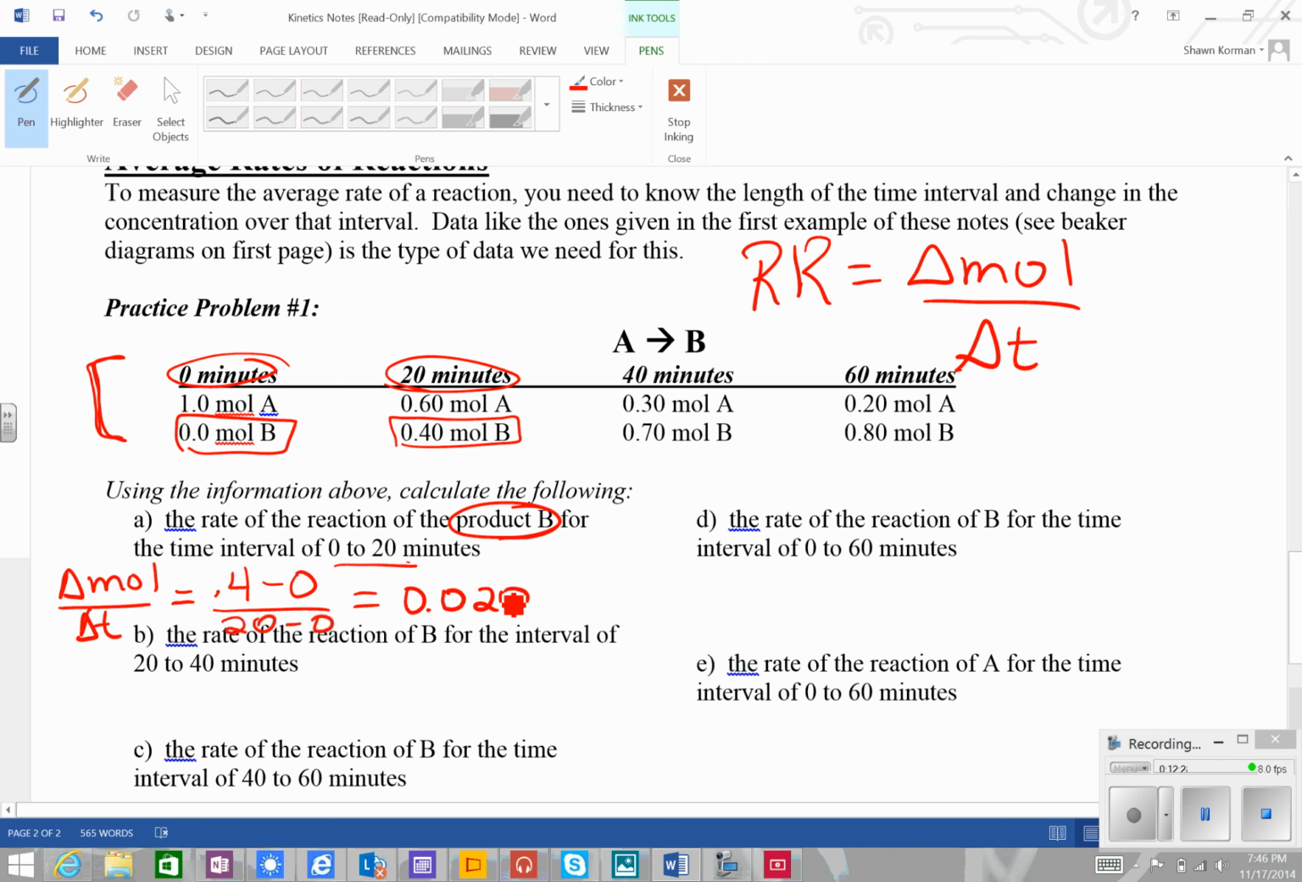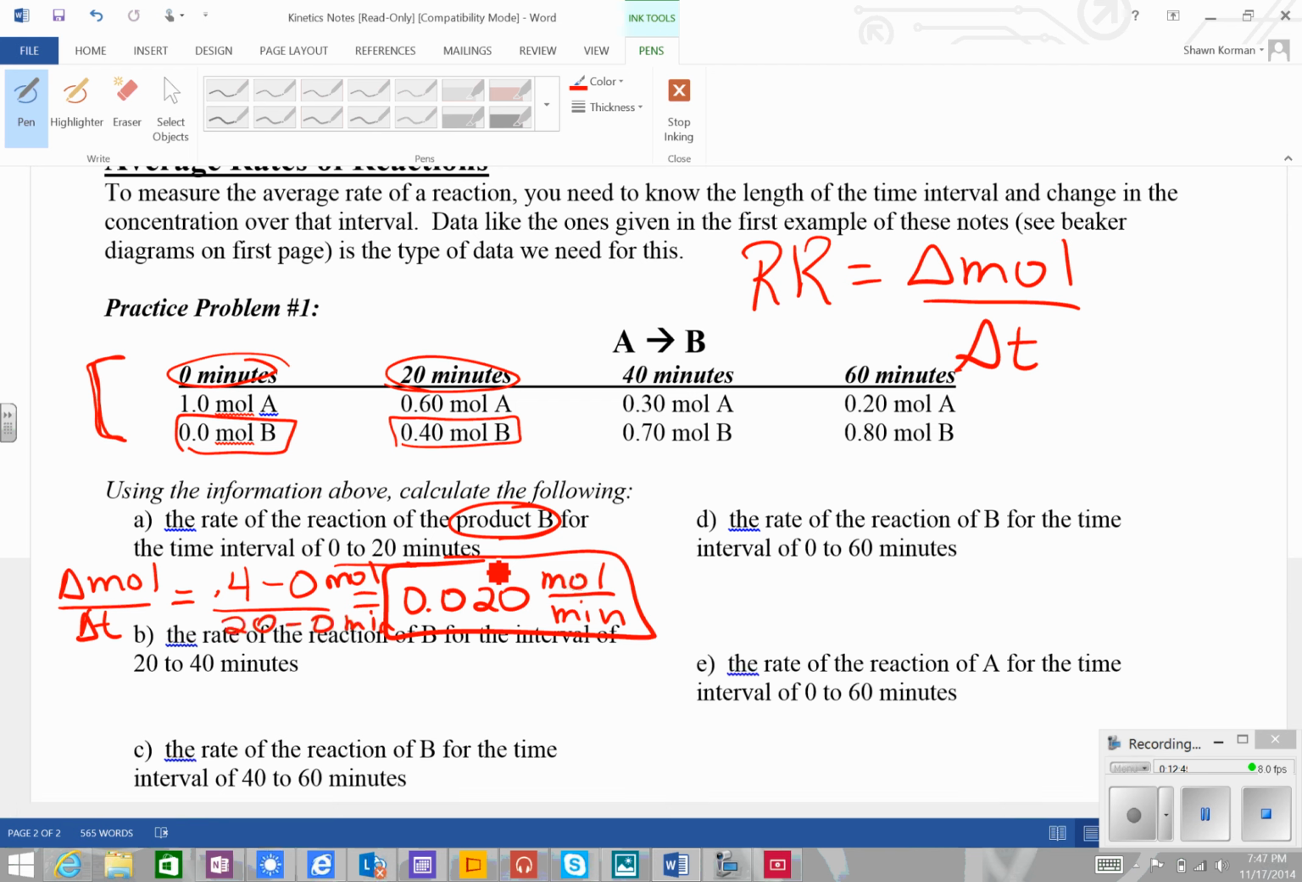Now the unit's really important, and if you look, it should be very obvious. Our top value was a mole value. Our bottom value was in minutes. So our unit is going to be moles per minute. And again, we could have used molarity as well if they had given us that, but they gave us moles, so moles per minute. Okay, so that's the first one.